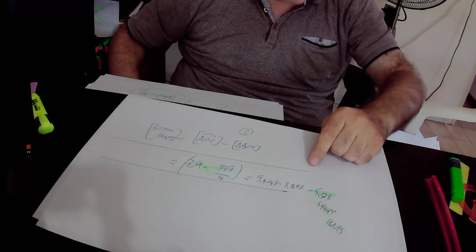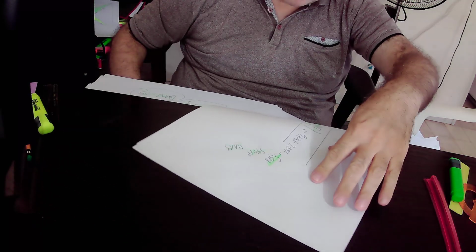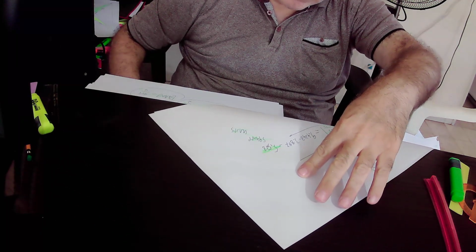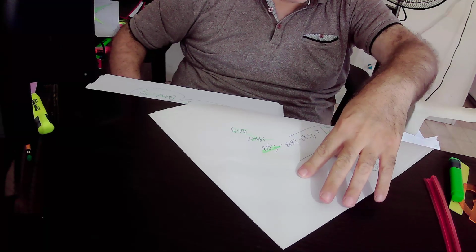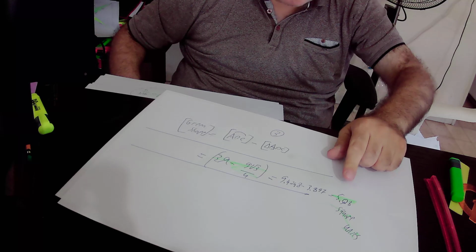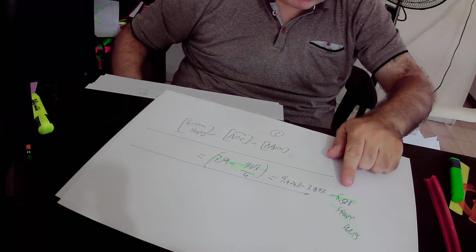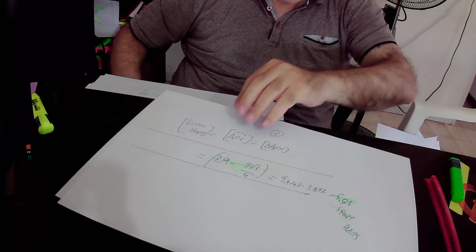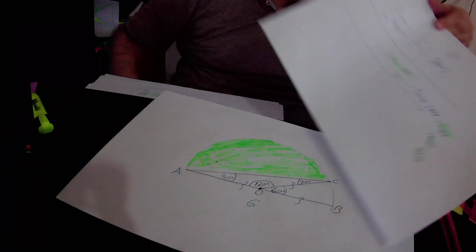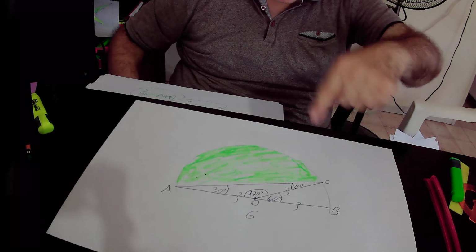Or in terms of numbers, it is equal to 5.528 square units. Then I presented to you how to find the area of this green shape according to the second method.